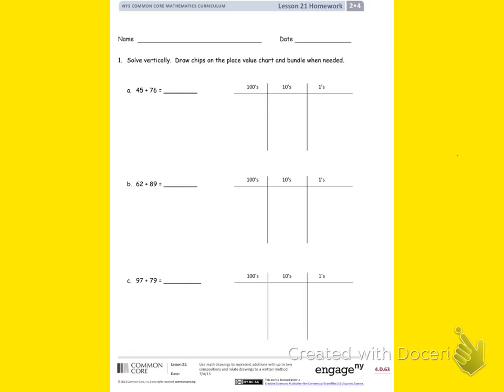I will underline the directions to make sure that I follow them. Solve vertically, draw chips on the place value chart, and bundle when needed. First, I will solve problem A vertically. 45 plus 76. Make sure you line up your numbers so you get a better chance at getting the right answer.